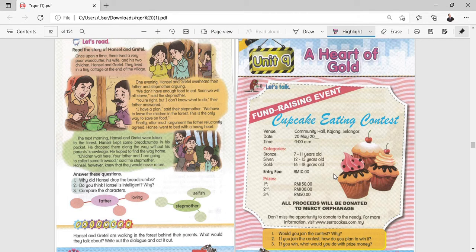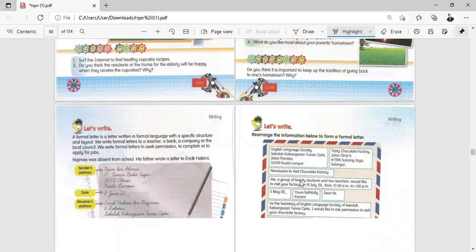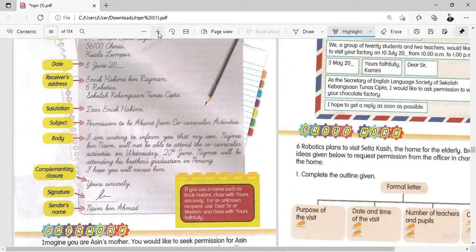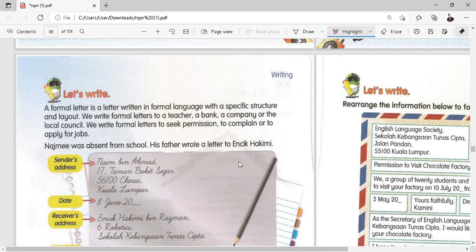Okay, let's continue with Unit 9, A Heart of Gold. Can you please take your English textbook and turn to page 88. Today, we are going to do a writing activity. Our lesson standard is 3.2.2 and 3.2.1. Our focus today is formal letter, how to write a formal letter.